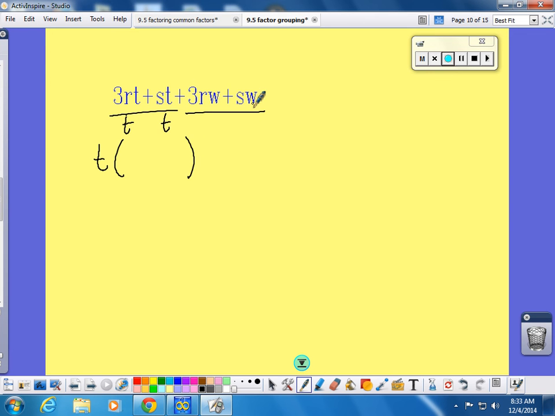What would you factor out of these two? Positive or negative? Well, positive. Everything's positive, isn't it? I love it when everything's positive. That's great. What's going to go in these parentheses? 3R plus S. Good. Same thing over here? Yes.